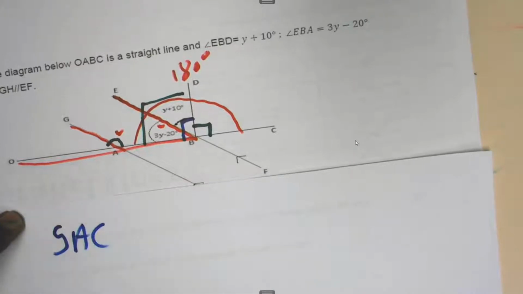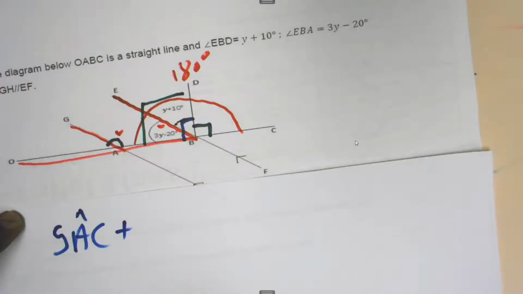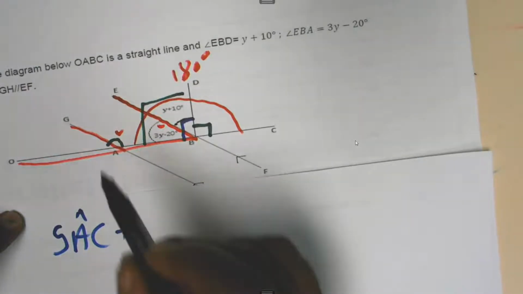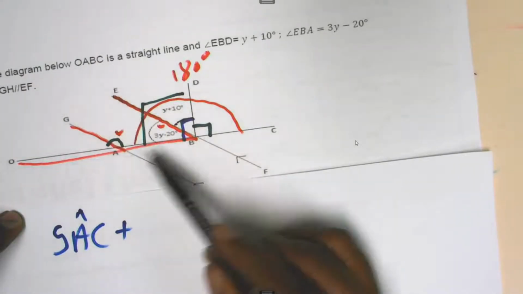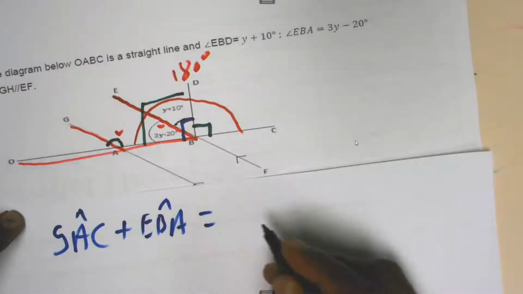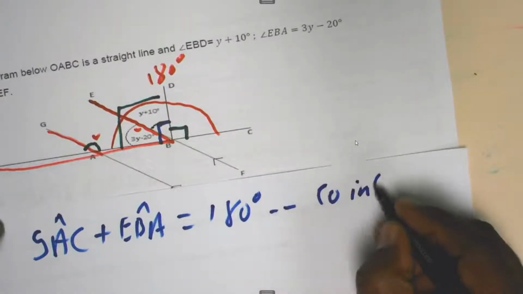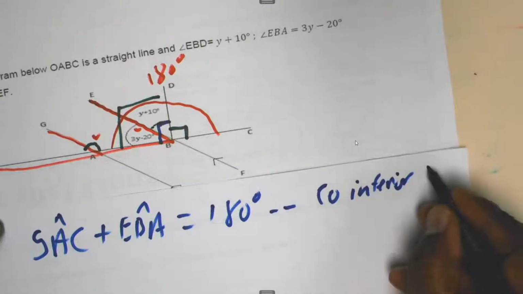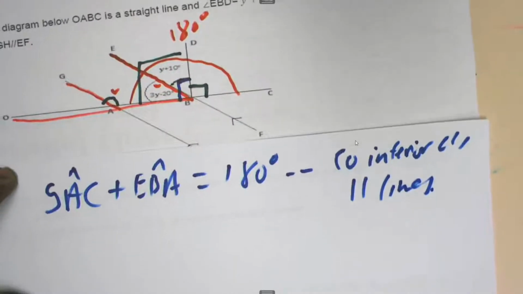Angle GAC plus angle EBA, that co-interior angle, equals 180, which is a statement. Why? Co-interior angles of parallel lines.